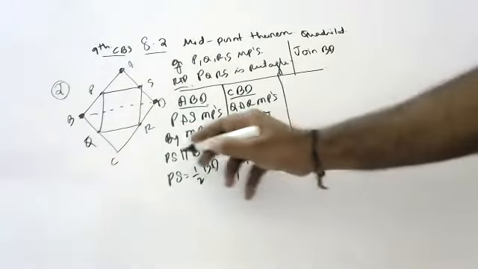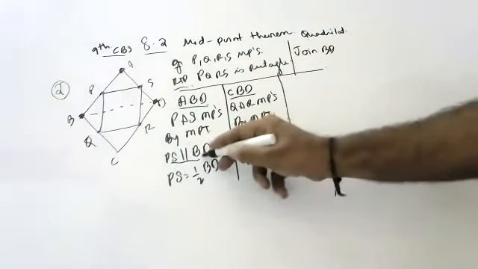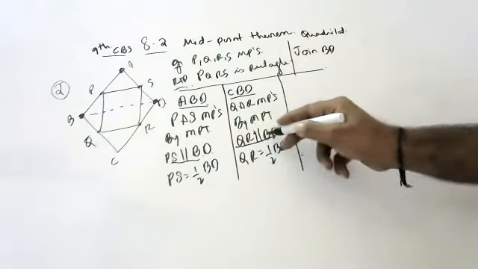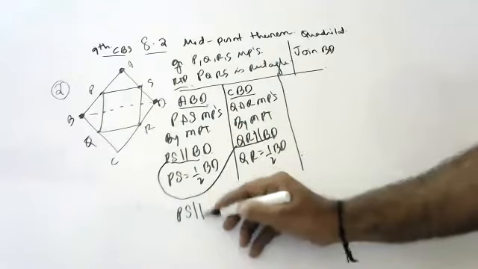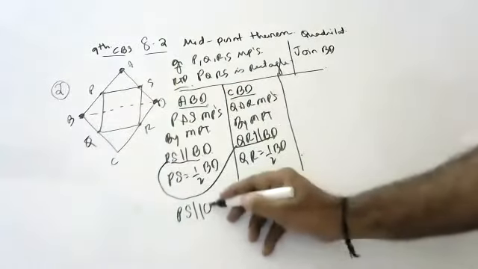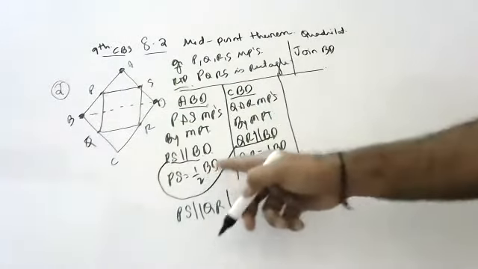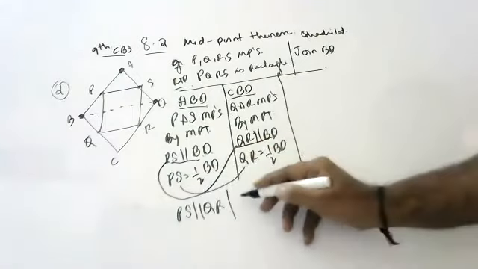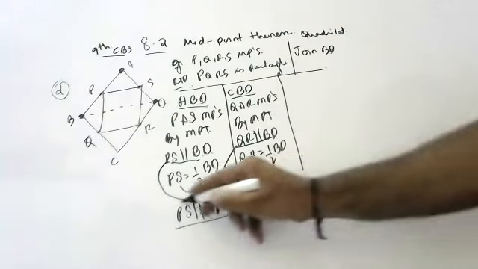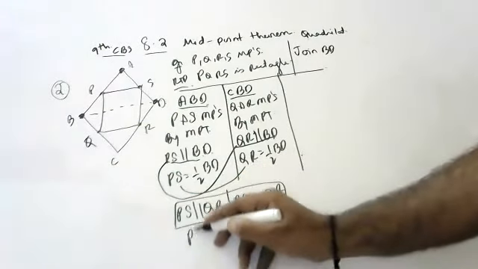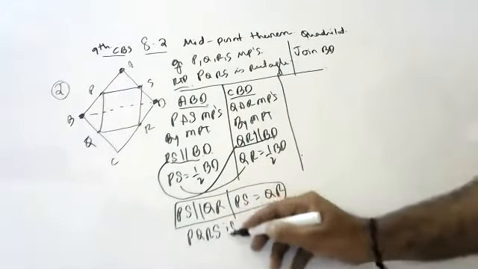Now, since PS is parallel to BD and QR is parallel to BD, what can we say from both? PS is also parallel to QR. In the same way, PS is half of BD and QR is half of BD, so PS is equal to QR. When opposite sides are equal and parallel, what can we say? It is a parallelogram. PQRS is a parallelogram.